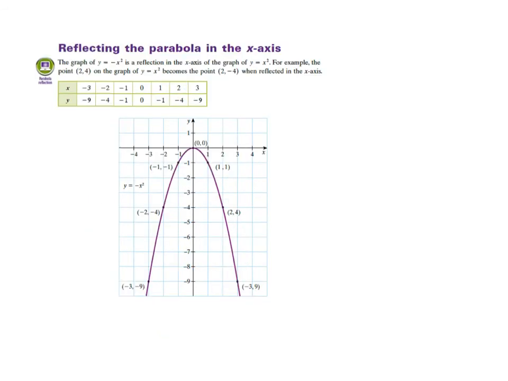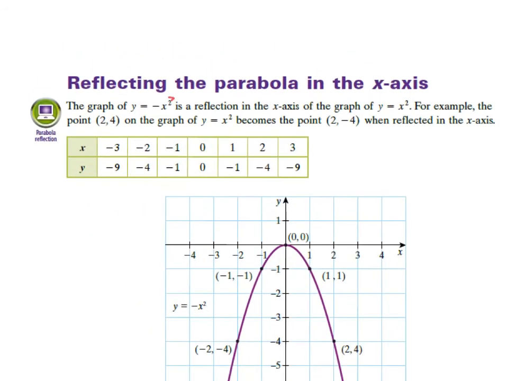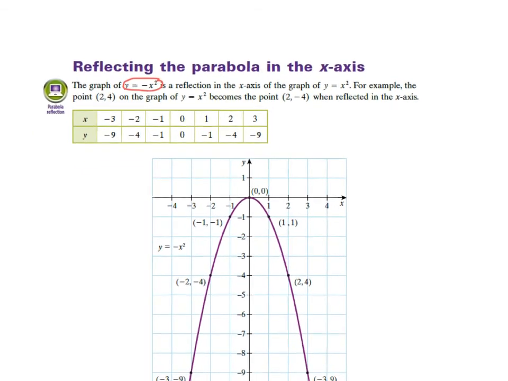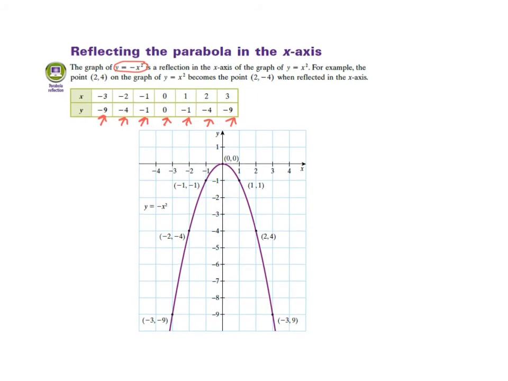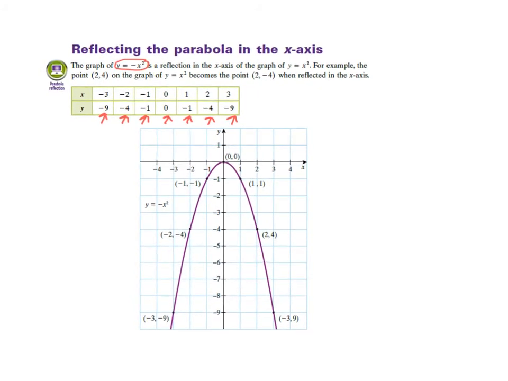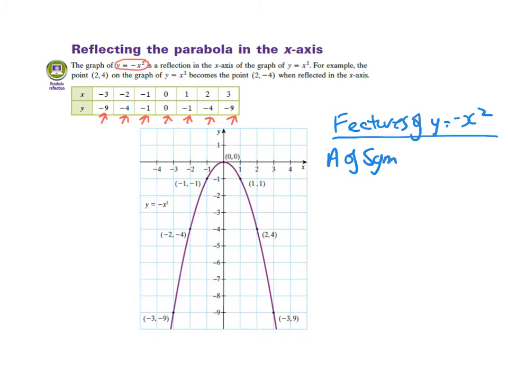So if we have the equation of y equals negative x squared, the values for the corresponding y's for our standard set of x's are all negative. So let's just scratch onto this graph the features of y equals negative x squared. Let's do the axis of symmetry first. It is the same as the base graph, the positive one. And so that's where x is 0.